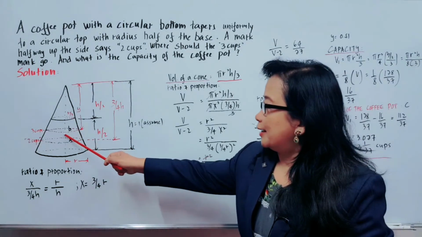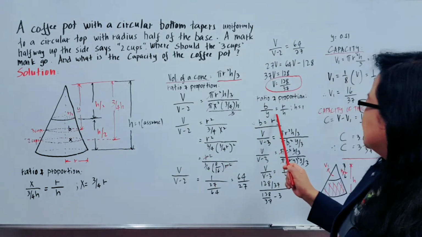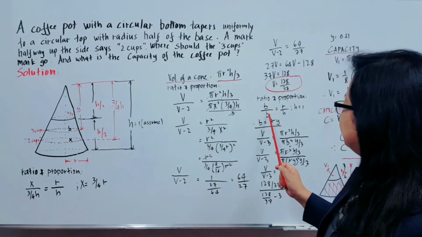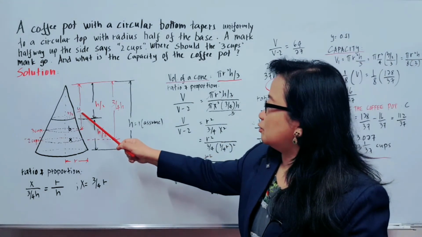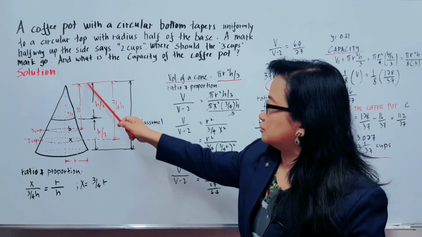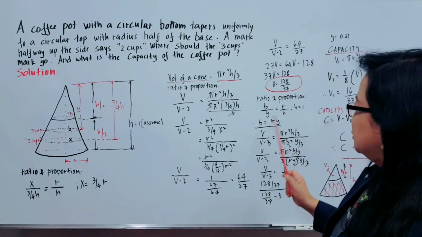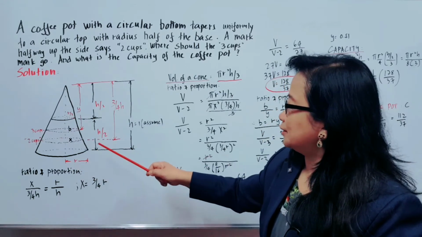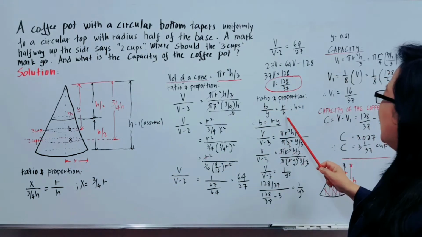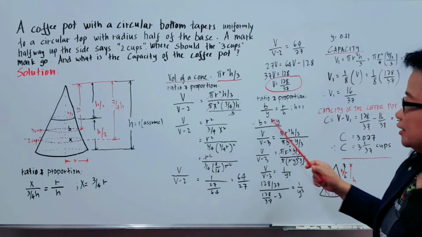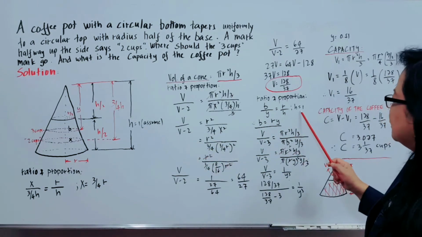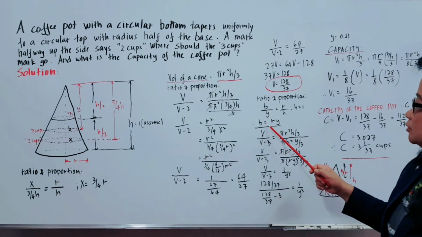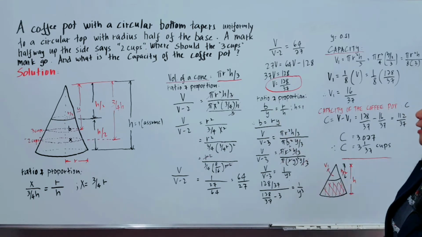Now, the radius here on the 3 cups, b, divided by y, the height from here to the top, is equal to the radius of the whole pot over the height. Now, because we assume h is equal to 1, substituting h which is equal to 1, b is therefore equal to r times y.